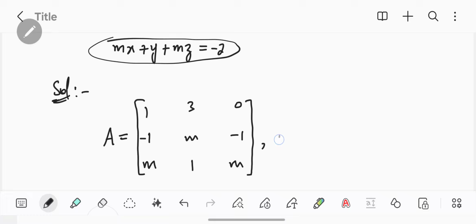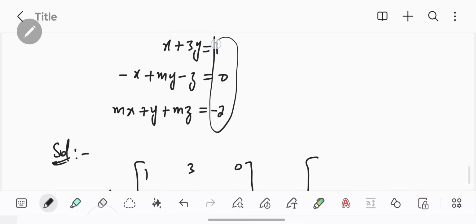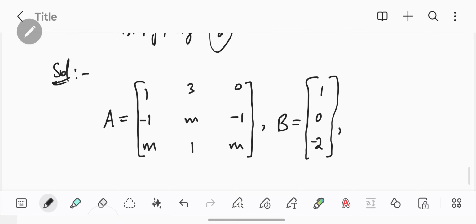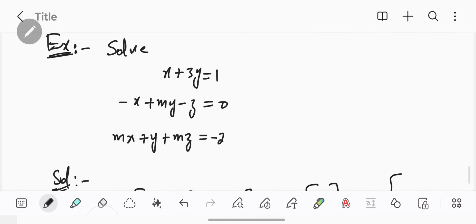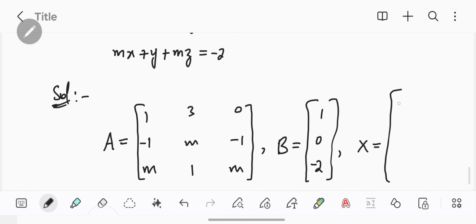And what is B? B is just these elements 1, 0, minus 2. So I will write 1, 0, minus 2. And if we talk about the variable matrix, which is X, since your X consists of x, y, z, sometimes it is x1, x2, x3, but here we have x, y, z, doesn't matter.